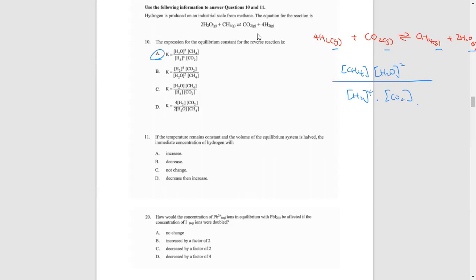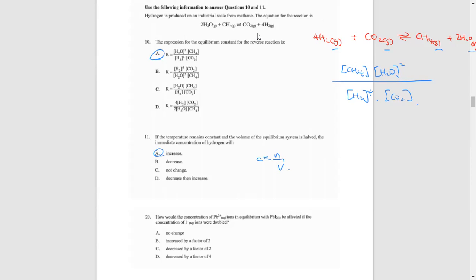If the temperature remains constant and the volume of the equilibrium system is halved, well, if you halve the volume at constant temperature, then the immediate concentration of hydrogen, or any of the gases really, will of course increase. Because concentration is n over V, you haven't changed n, you've changed V, all of these are gases. So in fact, all of them will increase and double specifically.